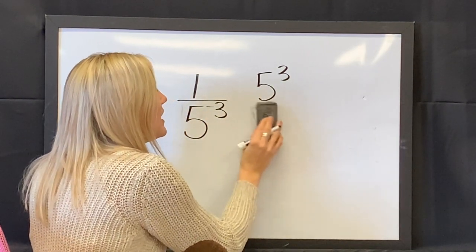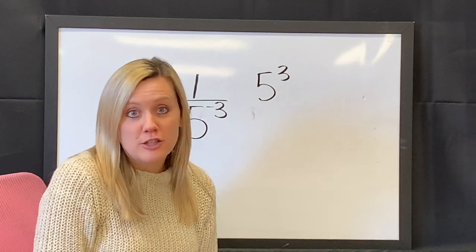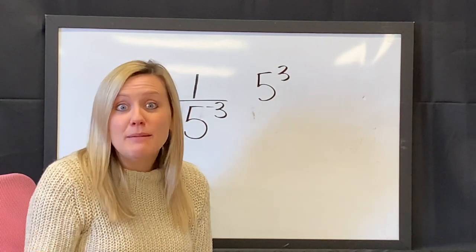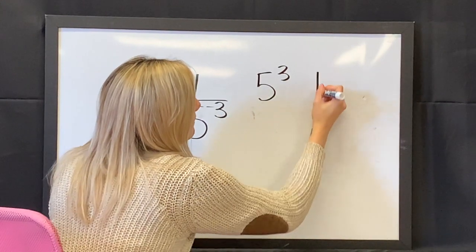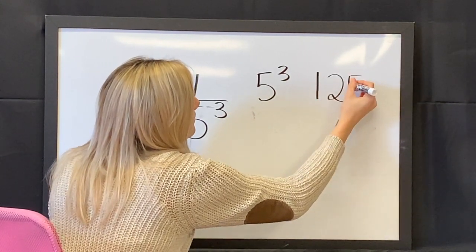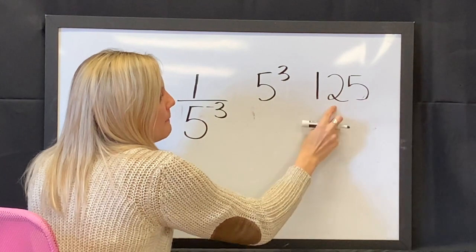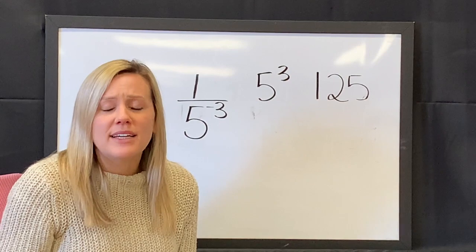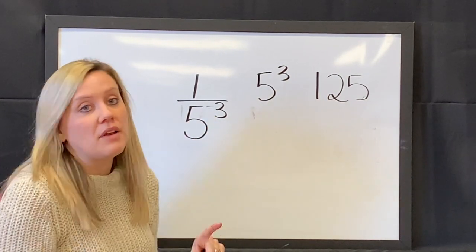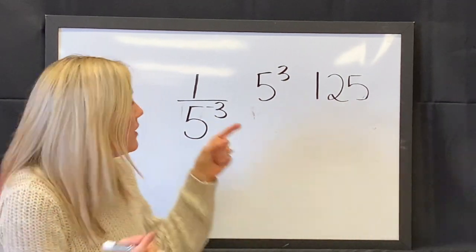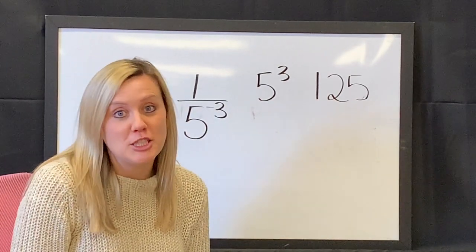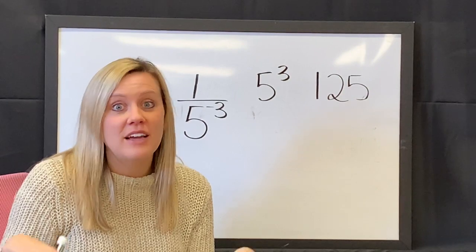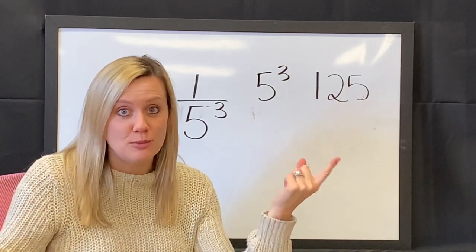You can just keep it like this, 5 to the 3rd power, or 5 cubed, and 5 times 5 times 5 is 125. So either one of these would be a better way to write this, okay? A little clue is when you have a negative exponent, flip over the fraction line and change the sign. So if it's in the numerator, it goes to the denominator. If it's in the denominator, it goes to the numerator.